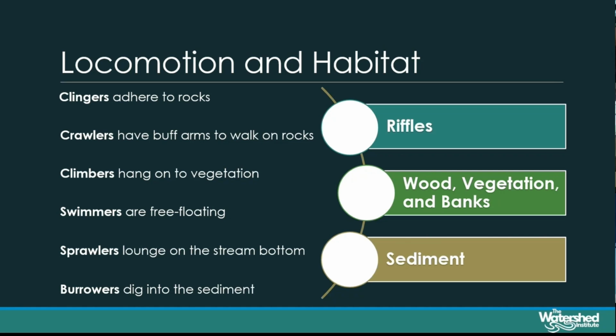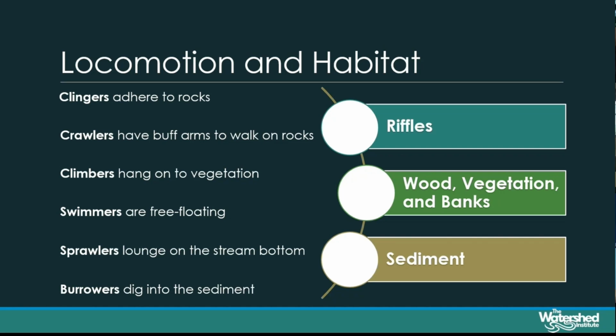Climbers are those that hang on to vegetation. We saw an image of a damselfly larva a few slides ago that was just clinging onto some vegetation. Those are climbers. Swimmers are those that are adapted to swim, and they can literally move around all they want in the water column. Sprawlers are those lazy guys that hang out in the bottom of pools. They lounge on the stream bottom. Think of a crayfish. They're just hanging out there.